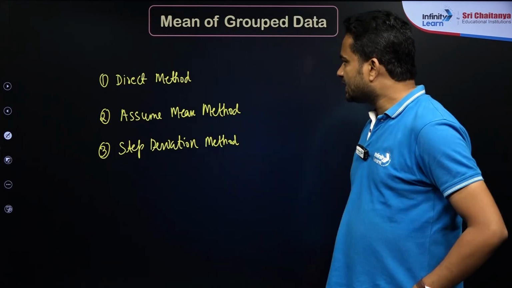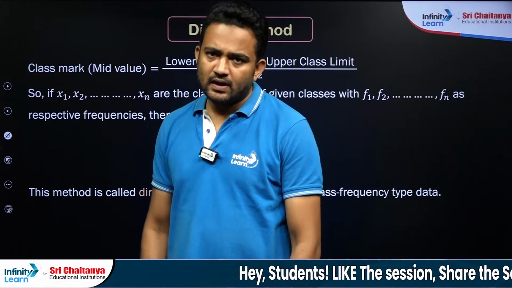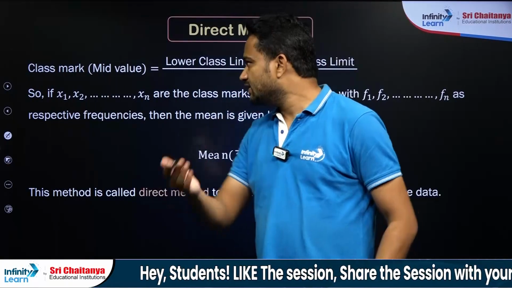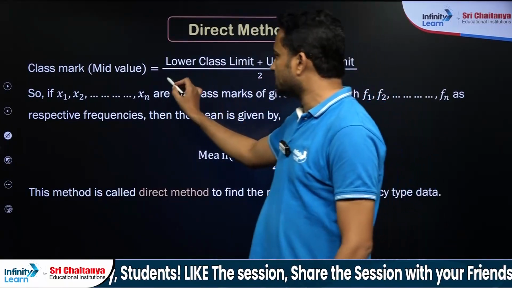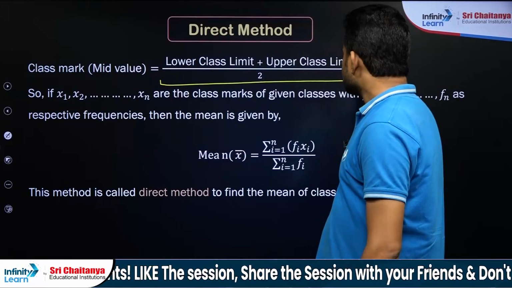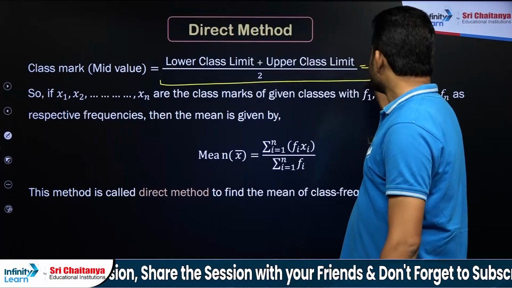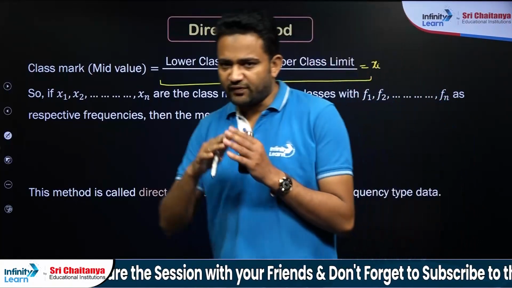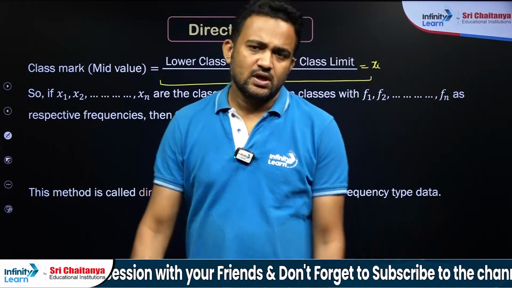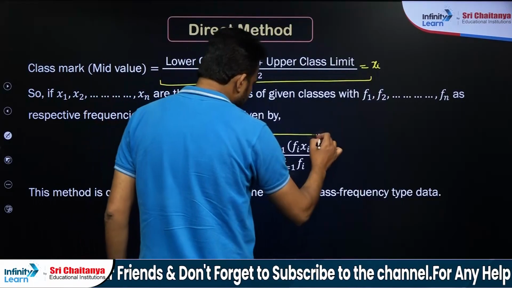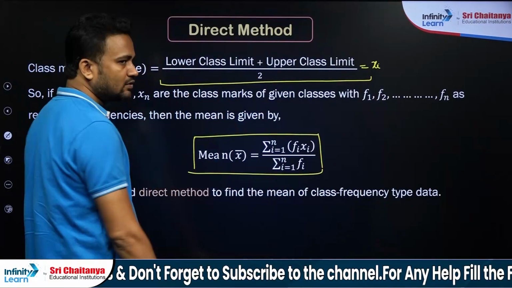Let's start with the direct method. What is the direct method? Suppose the data is given in the form of class interval and frequency. First of all, you find the class marks. How to find the class marks? Lower class limit plus upper class limit divided by 2, and that is represented by xi. Then we find fi(xi) for all class intervals. Then we use the simple formula: mean is equal to summation of fi(xi) divided by summation of fi.